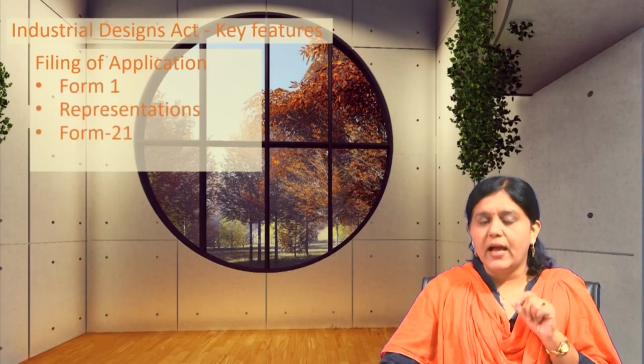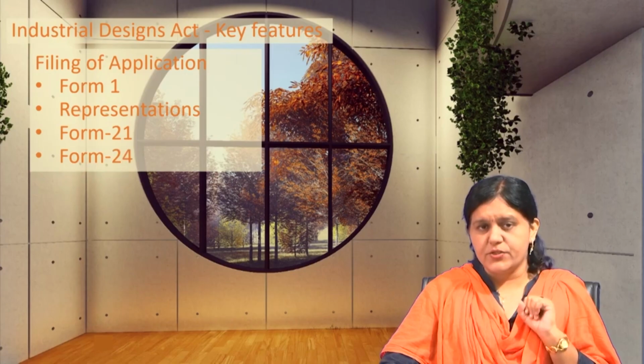Okay. So, this I guess gives you the idea how exactly the design is developed. So, we have seen that article, then absolute novelty, second point, and third is the applicant. Now, we will see the filing of application, the key features related to that particular filing of application. The important things when we are talking about filing of application are form 1, then representations, then form 21 and then form 24. We will see details of that.